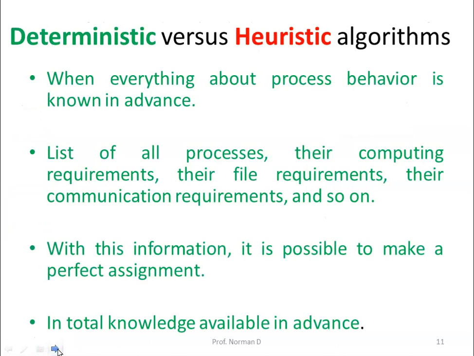The deterministic algorithms are appropriate when everything about the processor behavior is known in advance. Imagine that you have a complete list of all the processes, their computing requirements, their file requirements, their communication requirements, and the other parameters. With all this information, it is possible to make a perfect assignment. In theory, one could try all the possible assignments and take the best one.